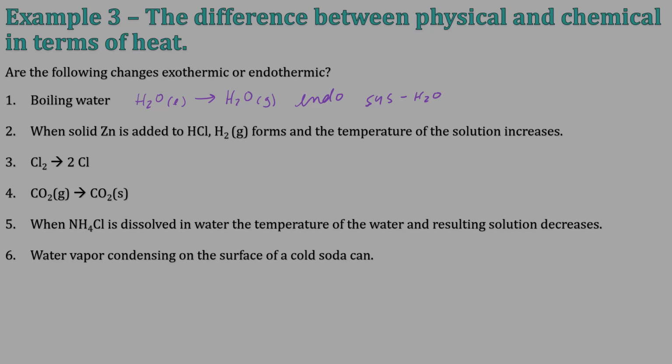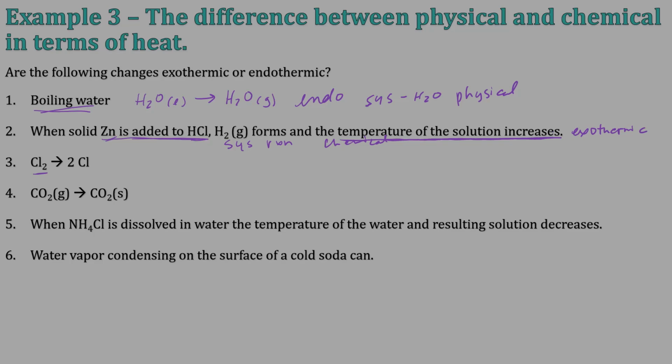And the second one, solid zinc is added to HCl, H2 forms, and the temperature of the solution increases. So this is a chemical reaction, where the chemical reaction, the zinc and the HCl, is the system. The surroundings is the solution that it's sitting in. So since the temperature of the solution is getting bigger, that means the surroundings temperature is increasing, which means that this reaction is losing heat to its surroundings. So this is going to be exothermic. And our system here is not the water. It's not the solution. Our system is the reaction. So this up here is a physical change because the substance isn't changing. And this one down here is a chemical change. And so it's two different things that you have to think about.